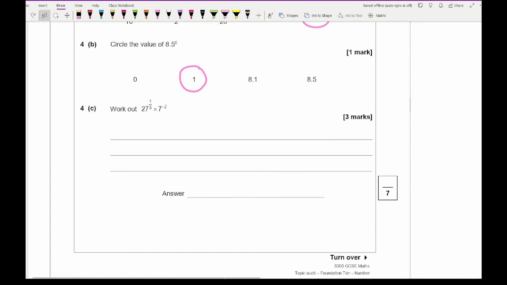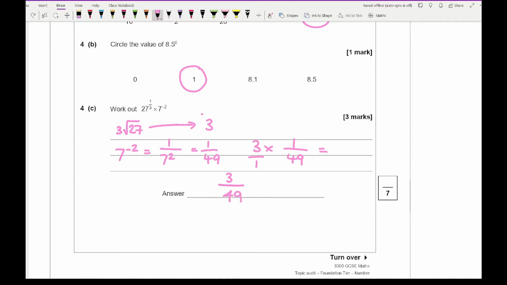Then for 4c, it says work out 27 to the power of a third times 7 to the power of minus 2. Now anything to the power of a third is the cube root, so it's the cube root of 27. And 7 to the power of minus 2, well, that's going to be the reciprocal of 7 squared. Now the cube root of 27 is 3, and 1 over 7 squared is 1 over 49. So it's going to be 3 times 1 over 49. If I convert 3 into a fraction, it gives me the correct answer of 3 over 49.